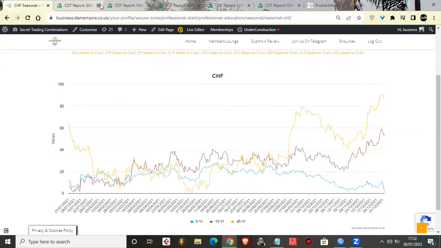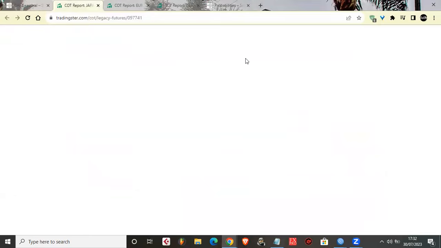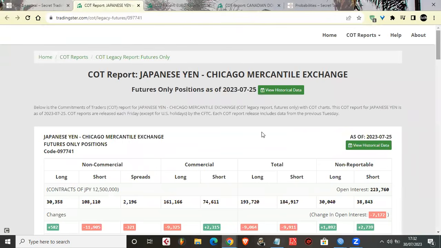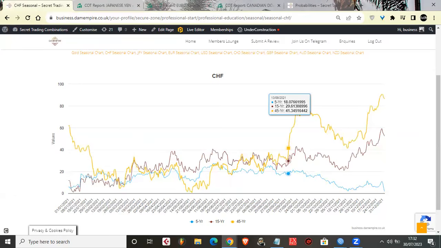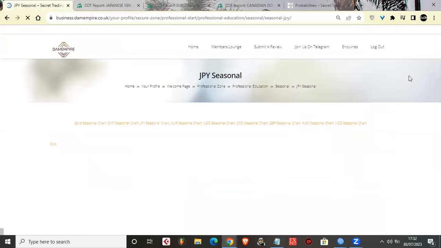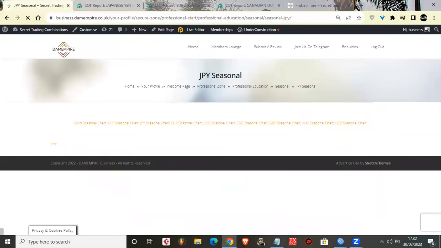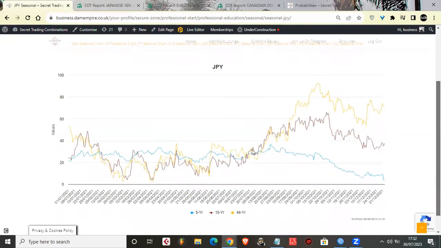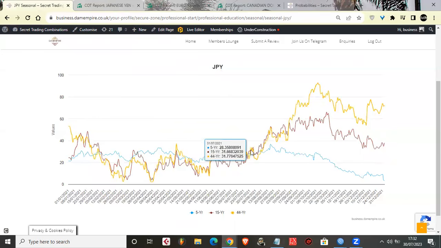The next thing we want to do, we'll look at the next one. I think I have JPY here. JPY is also looking like a short. And what I would do is go to JPY, and after that loads up, we're going to look at it properly. What we can see is JPY might go short around this third as well.